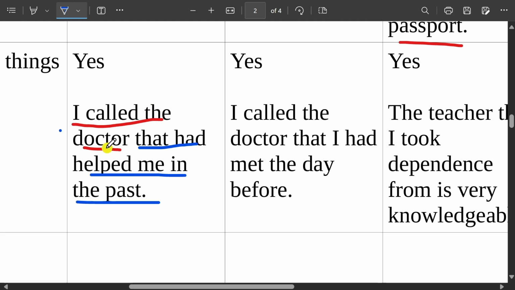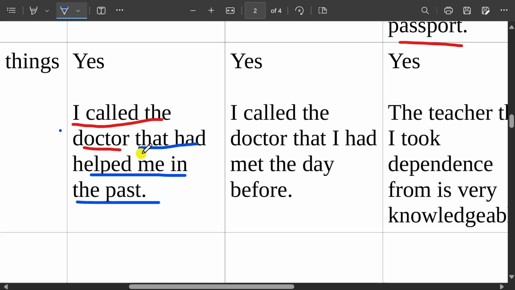Now this doctor is not specific, you see, Bhante. I call the doctor. I don't know which doctor you're talking about. Yeah, the doctor. You don't know which doctor. If I tell you, I call the doctor, you would ask me, which doctor? You understand? So I call the doctor. Now I'm going to talk about the doctor that had helped me in the past.